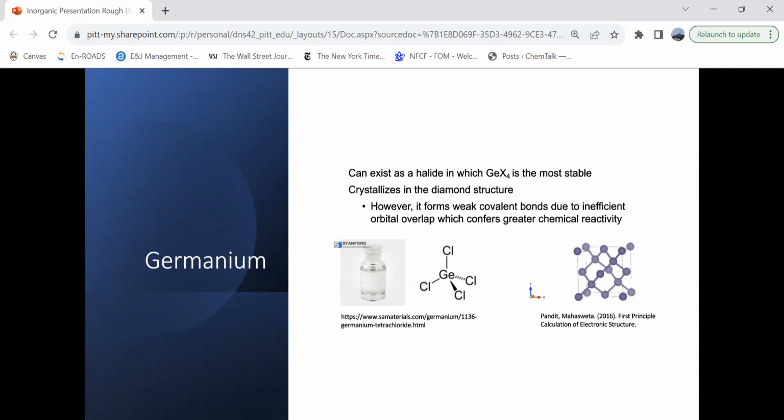So GeCl4. It can crystallize in the diamond structure, but it forms weak covalent bonds due to the inefficient orbital overlap, which prohibits greater chemical reactivity. Similar to the plight of silicon, its growing chemical radius also prevents it from reacting with most other atoms. Like silicon, it can be used in manufacturing semiconductors. It is mainly used for fiber optic systems and infrared optics.